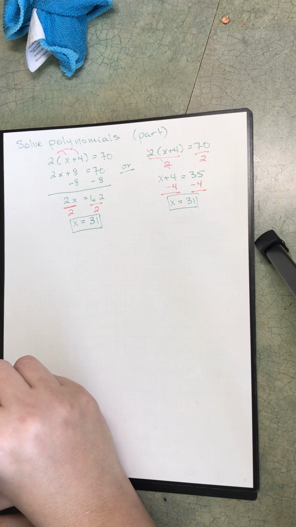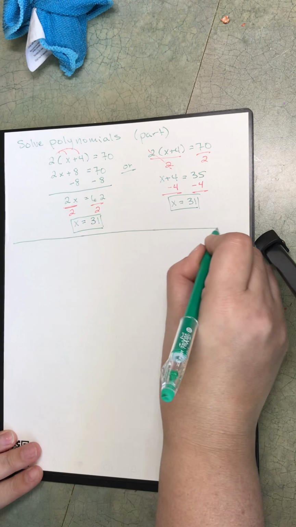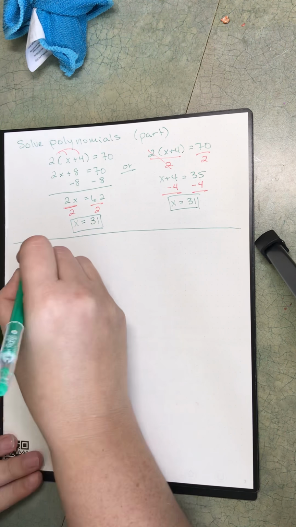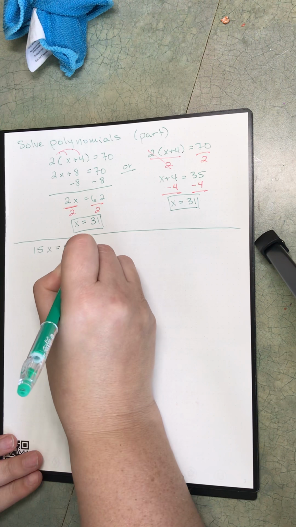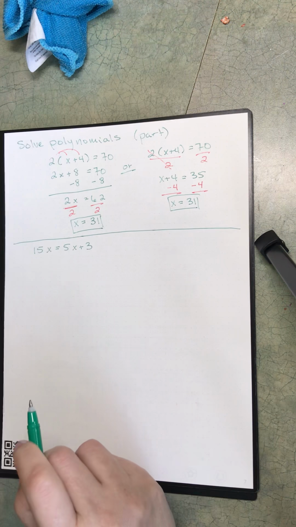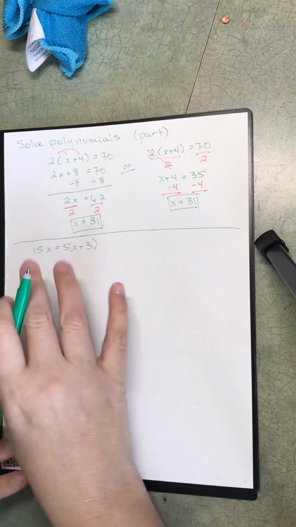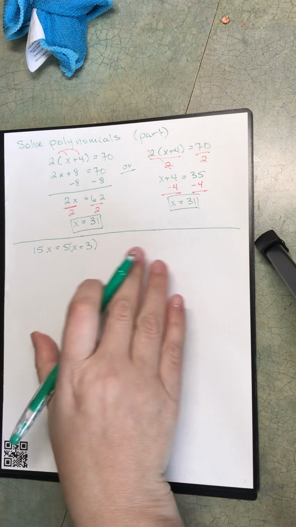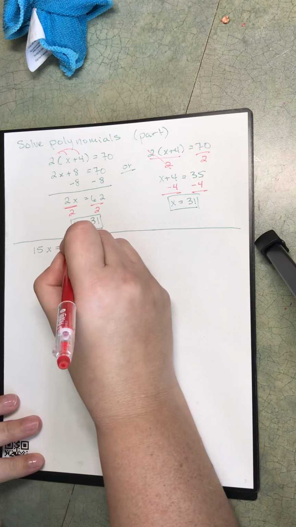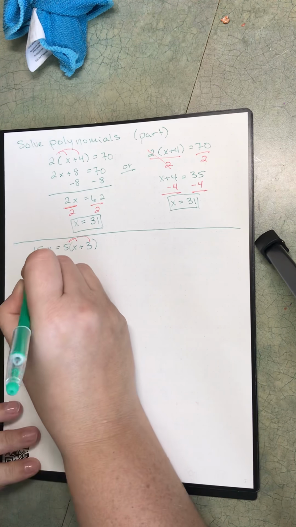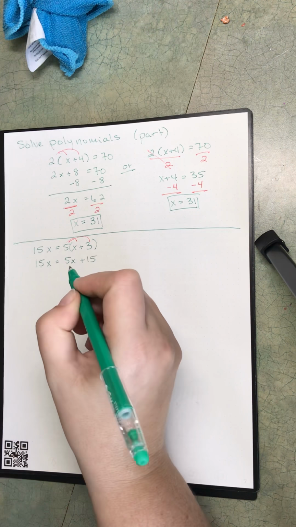All right, let's do another one. I'll put a line here so we can see the difference between the examples. This one is 15x equals 5 times x plus 3. Oh, sorry, this is supposed to be in parentheses. Okay, so I will do it two ways again, one with distributing and one without distributing. So here I'm going to go ahead and distribute first again. So I end up with 15x equals 5x plus 15.